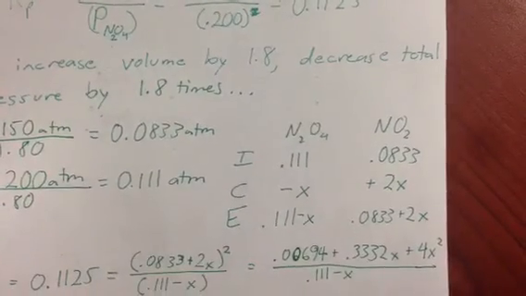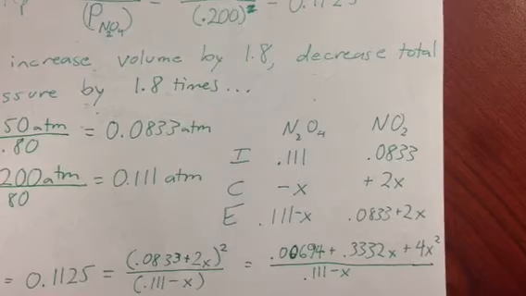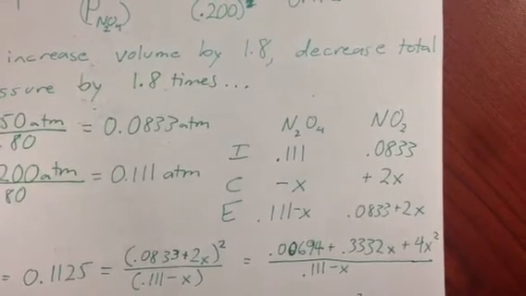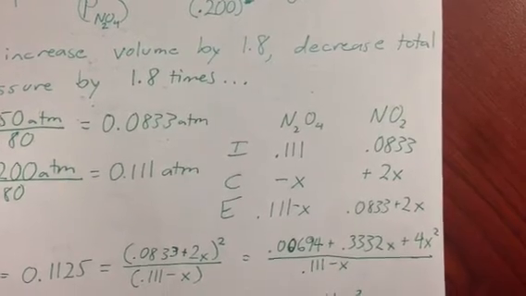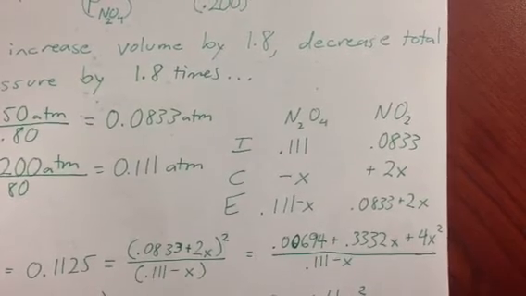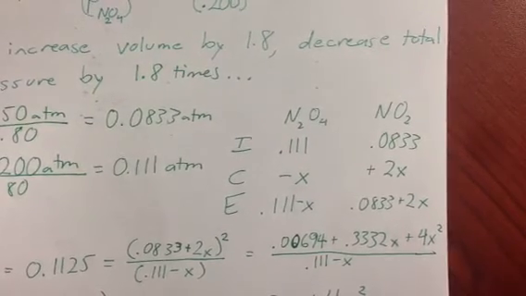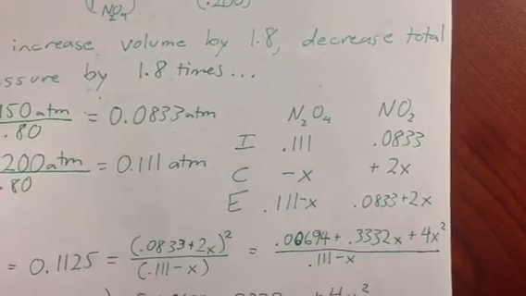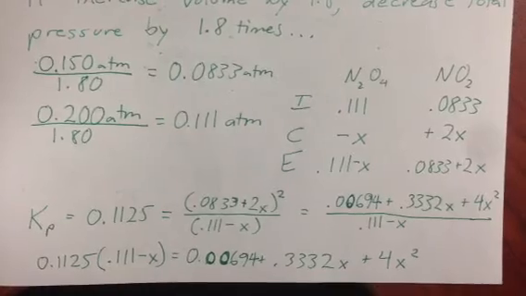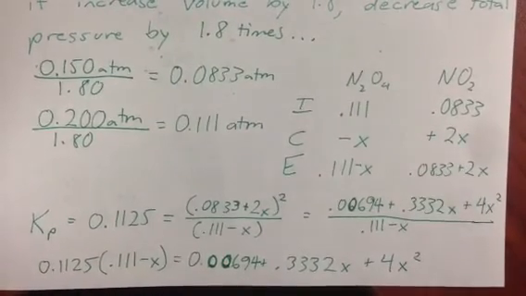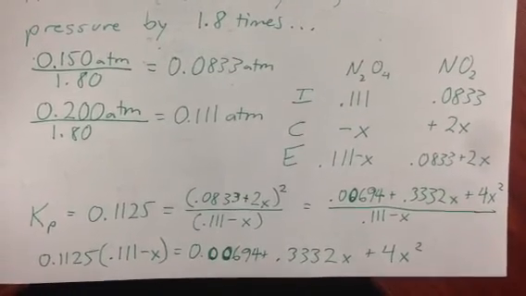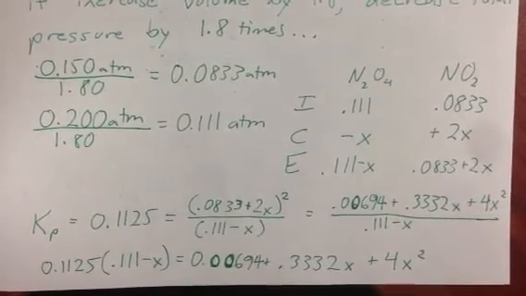We go through and set up an ice table with those initial pressures. We give our minus x for how much unknown amount of reactant we will lose in achieving equilibrium, and our plus 2x due to the stoichiometry of this reaction in terms of how much NO2 will be produced. Go ahead, plug that into Kp, remembering that since it's at the same temperature, our Kp is the same value even in this new larger volume container.